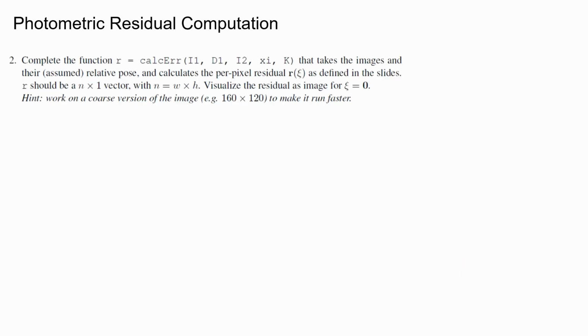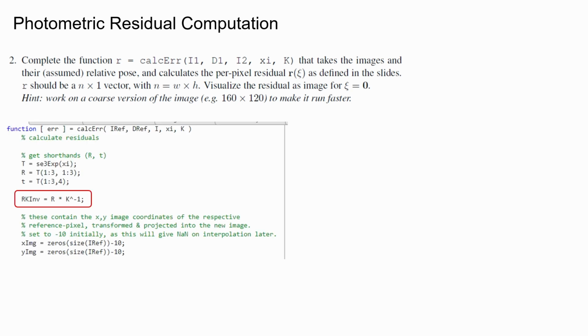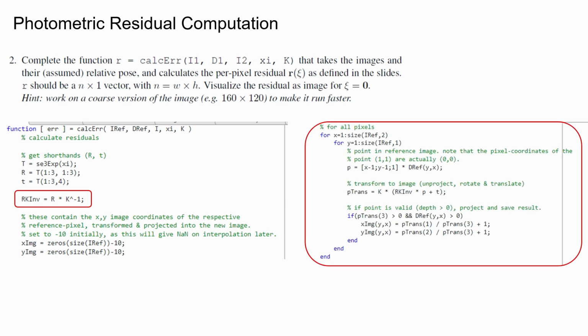In problem 2, we implement a function that computes the per pixel photometric residual given an assumed relative camera pose. First, we prepare the pose and coordinate transforms required before back projecting pixels into 3D space. For each pixel in the reference image, we first interpret its pixel coordinates correctly.